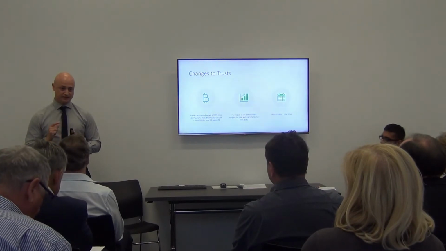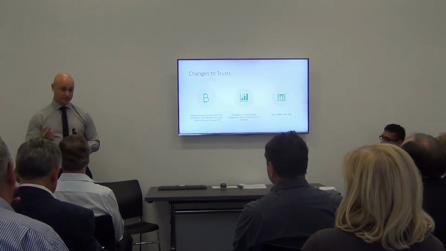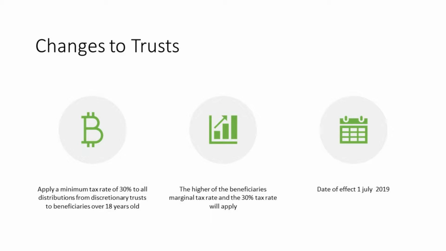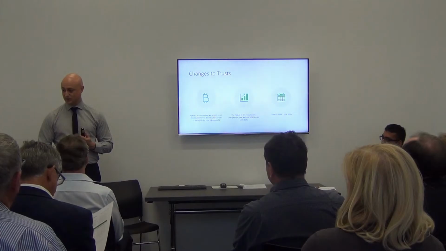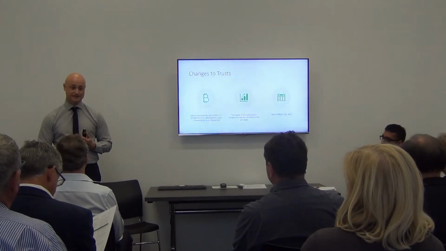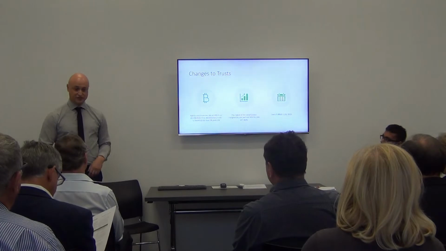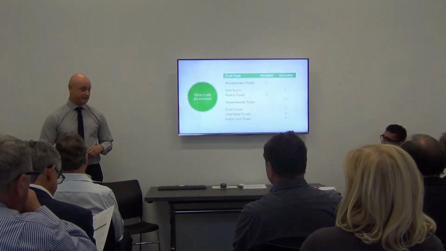The commencement date, from the research I've done, they're proposing 1 July 19, which will be shortly after the election. So obviously it's got to go through the Parliament and the Senate and everything else. And a little bit later in the presentation, we'll look at how that's all going to play out in terms of balance of probabilities. So that's a nutshell of what the changes to trusts are.